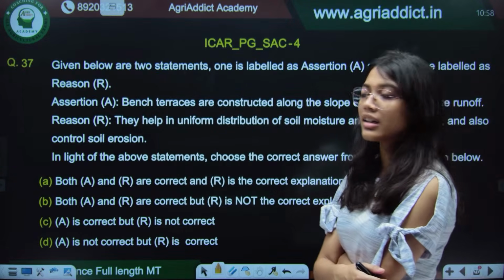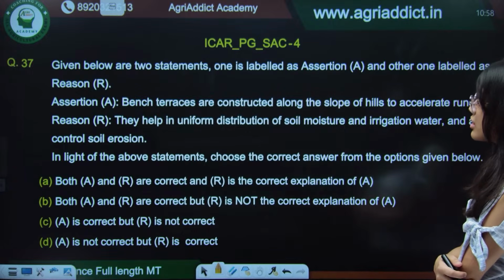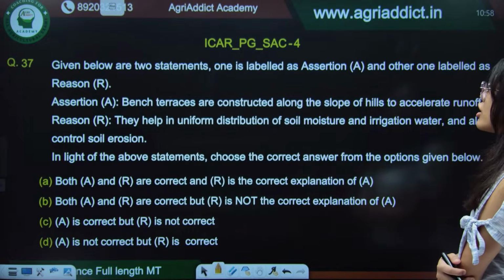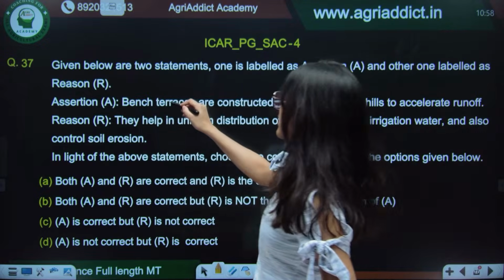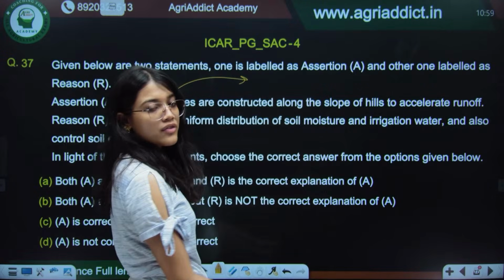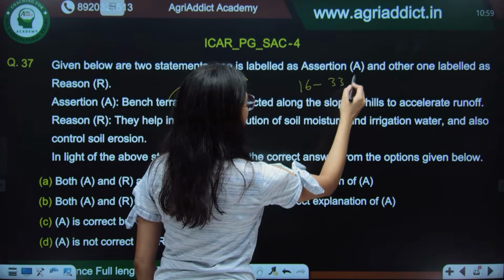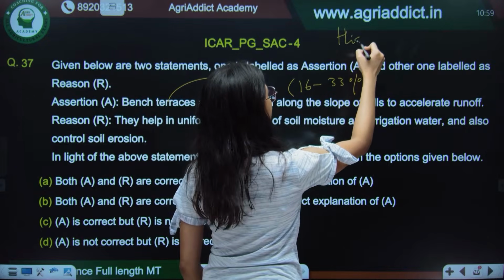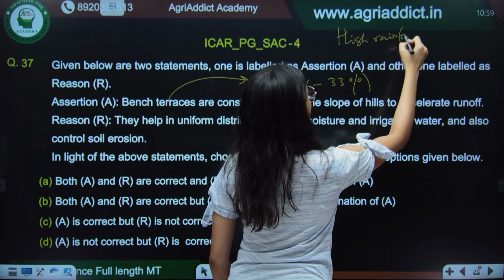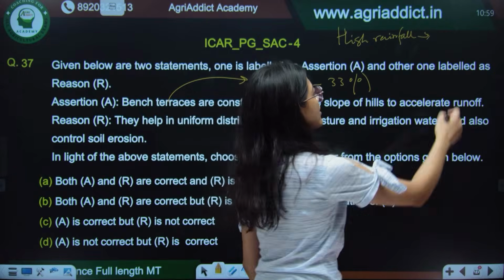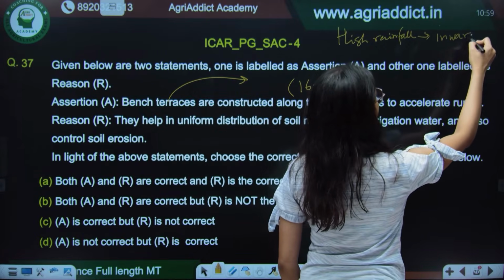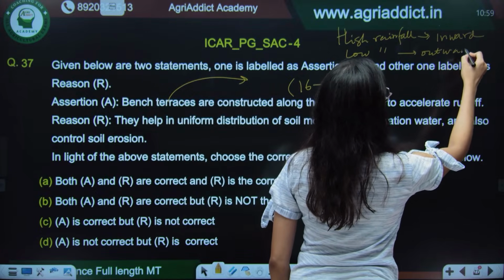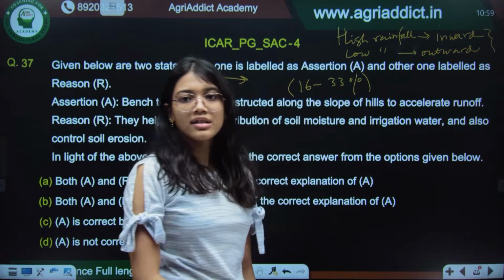So, this is again an assertion reason type of question. Bench terraces are constructed along the slope of the hills to accelerate runoff. So, in case of bench terracing, what is the percentage of slope? It is from 16 to 33%. And in the region where there is high rainfall, it is inward sloping. Inward sloping bench terraces are there, and for low rainfall region, outward sloping bench terraces are there. So, one is inward and the other is outward.